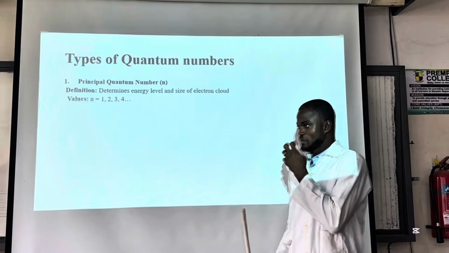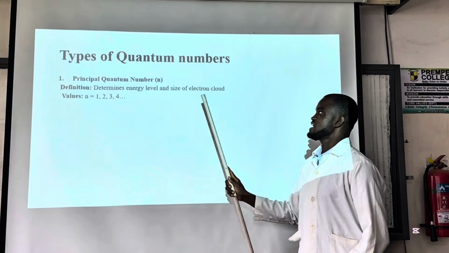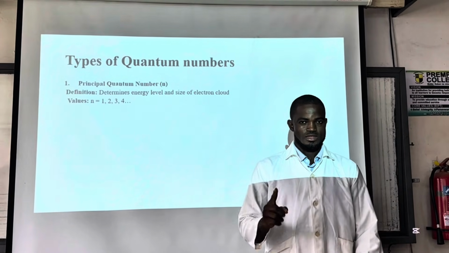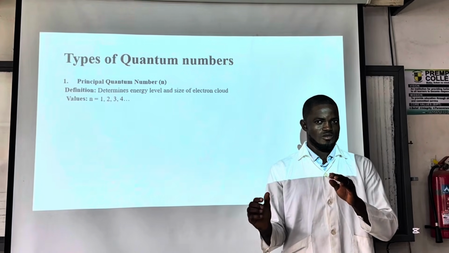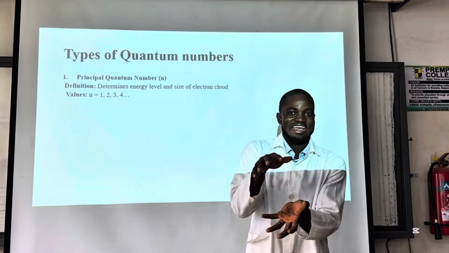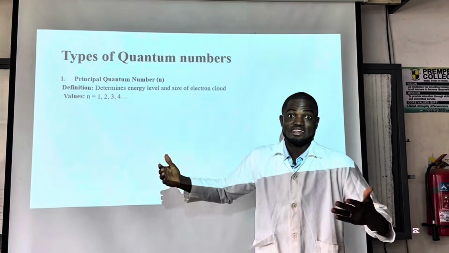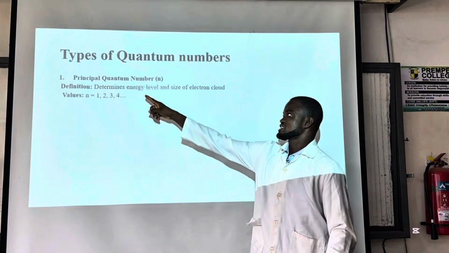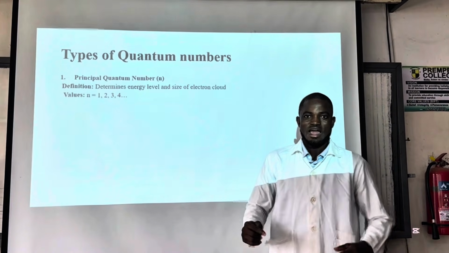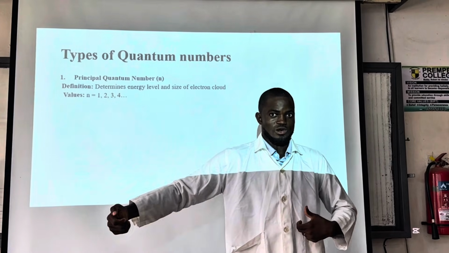What does it do? The principal quantum number determines the energy level and the size of an electron cloud. Remember, according to Niels Bohr, the lower the shell, the lower the energy. The higher the shell, the higher the energy. And we know principal quantum number talks about the shells. So it helps us to describe the energy level of an electron as well as the average distance the electron is away from the nucleus.